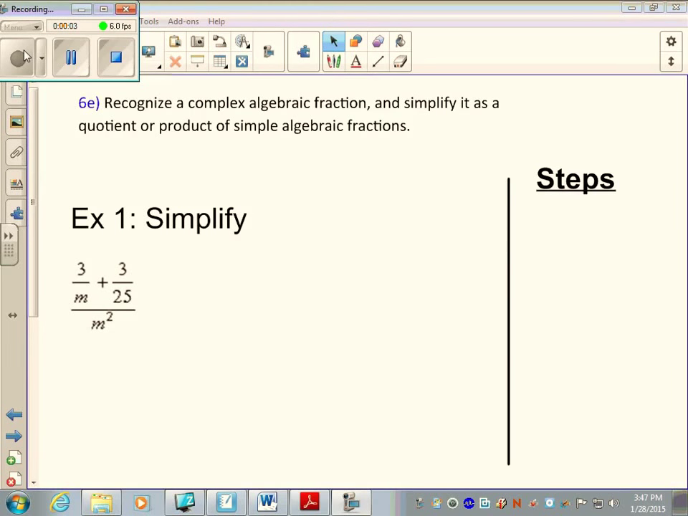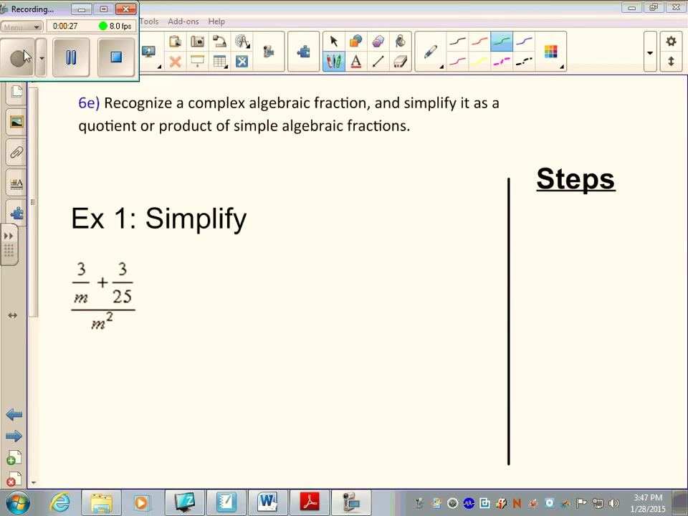Welcome to 6E, which is recognizing a complex algebraic fraction and simplifying it as if it was a quotient or product of simple algebraic fractions. Pretty much a complex fraction is what we're looking at today. Steps for this. For example 1, we have a complex fraction, which is just many fractions put into one big fraction.